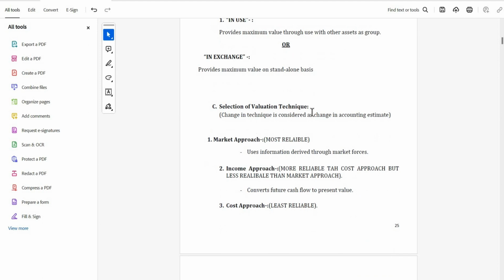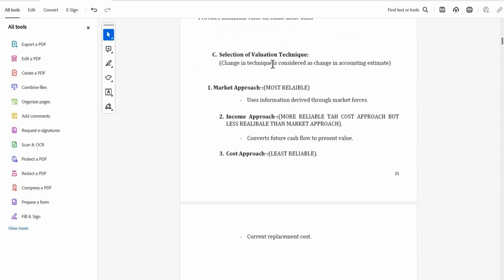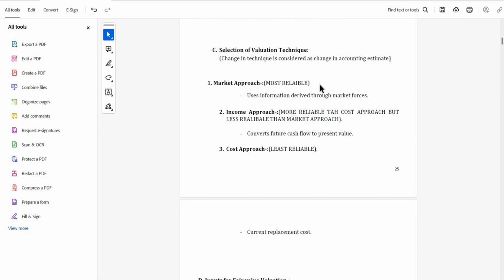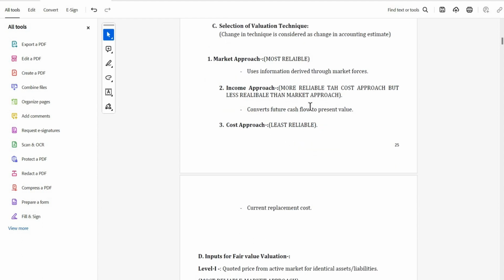Selection of valuation technique. A change in technique is considered a change in accounting estimate. That is, whenever the question says that the company has changed its technique, it is deemed that the company has changed its accounting estimate. Then the market approach. The market approach is the most reliable approach, which is used to derive information through market forces.